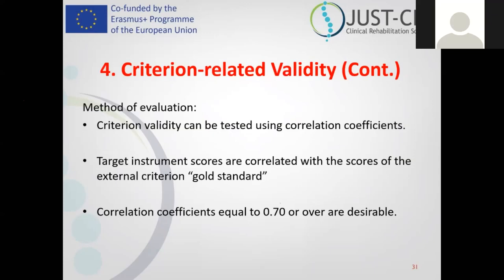The method of evaluation for criterion-related validity is through the use of correlation coefficients. I said if the newly developed outcome measure is highly correlated with the gold standard, either when both instruments are administered at the same time, which represents concurrent validity, or when we do the correlation analysis to establish the predictive ability of our newly developed outcome measure with the gold standard. A correlation coefficient of 0.7 or above is considered acceptable to establish criterion validity.